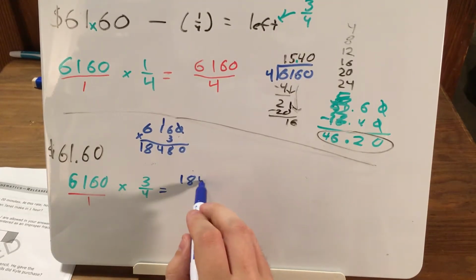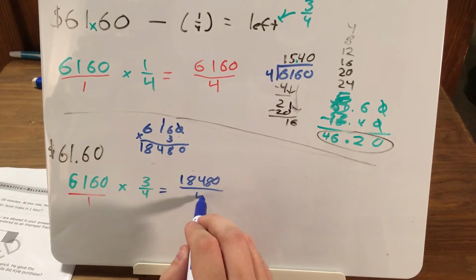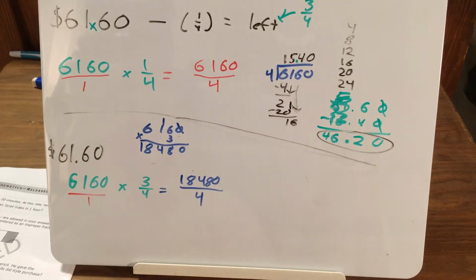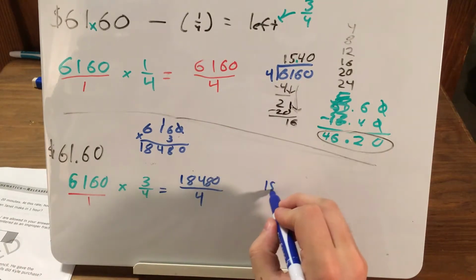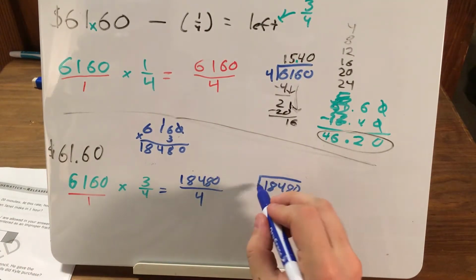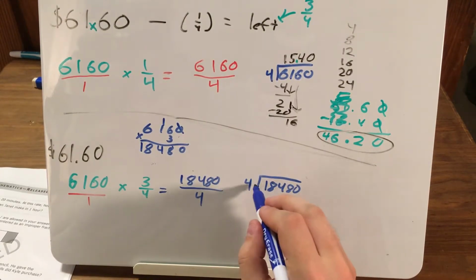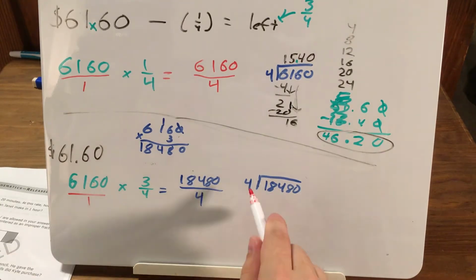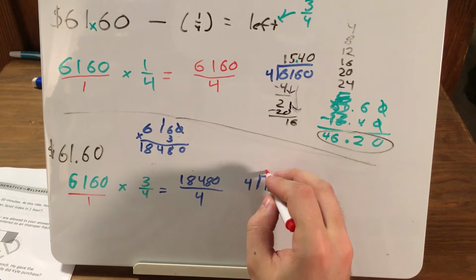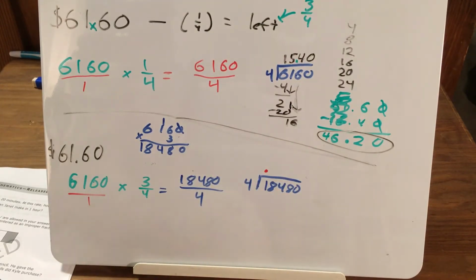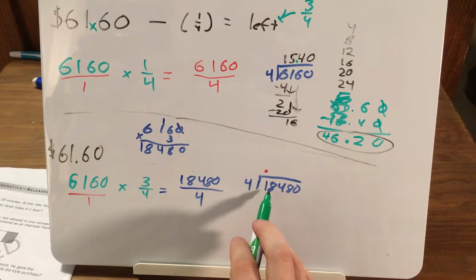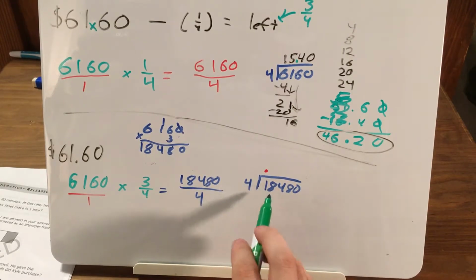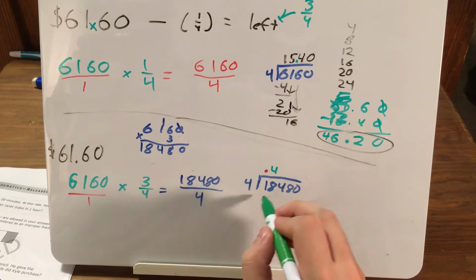So this gives me 18,480 divided by 4, or 18,480 fourths. At this point, we just need to do some more long division, so I will go ahead and set that up. 18,480 divided by 4. Once again, I'm ignoring this decimal place. So I'm going to see how many times 4 goes into 1 ten thousand. The answer is no times, so I put my dot up there to remind myself that I tried that number already. I move on to my 18 thousands, and 4 goes into 18 4 times.